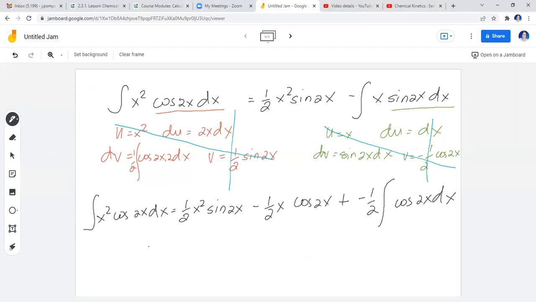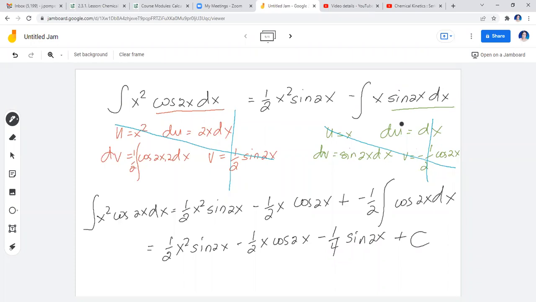So the last line, you have 1/2 x squared sine of 2x minus 1/2 x cosine of 2x. Now, what's the integral of this? It will need another 2 for the derivative of the 2x. So that would be minus 1/4 the sine of 2x plus c.